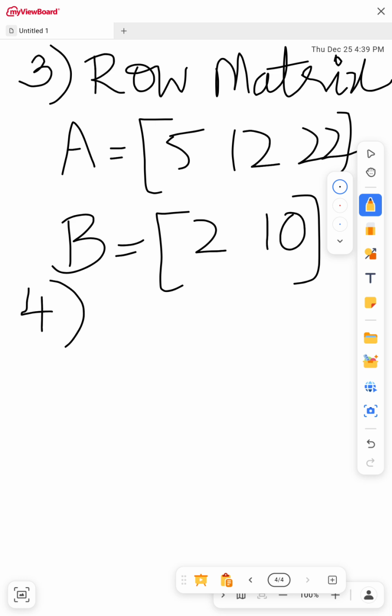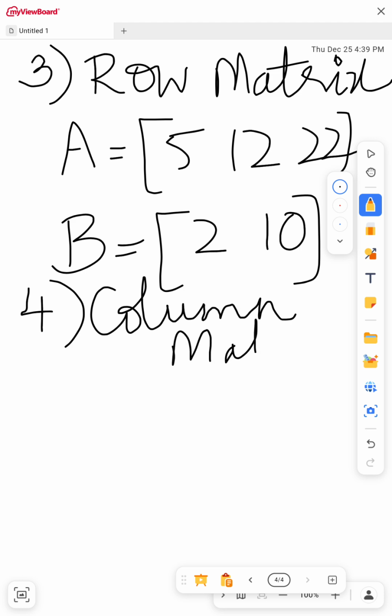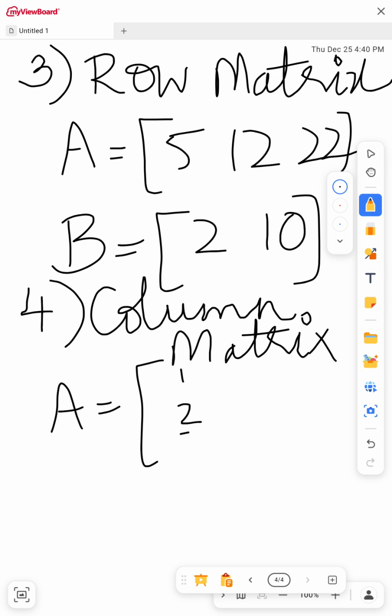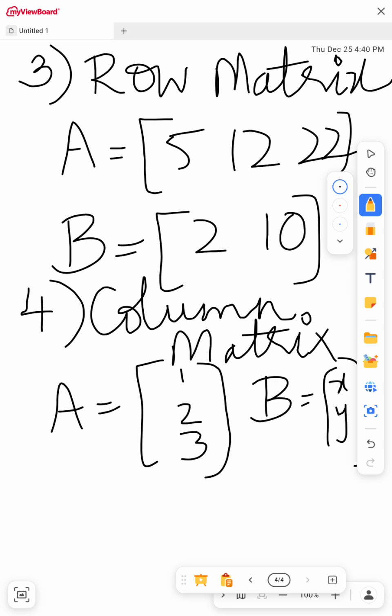Okay, number 4 is a column matrix. A column matrix is a matrix that has only one column. A column matrix may have as many rows as possible. For example, A is equal to 1 2 3, or B is equal to X Y. These are examples of column matrices.